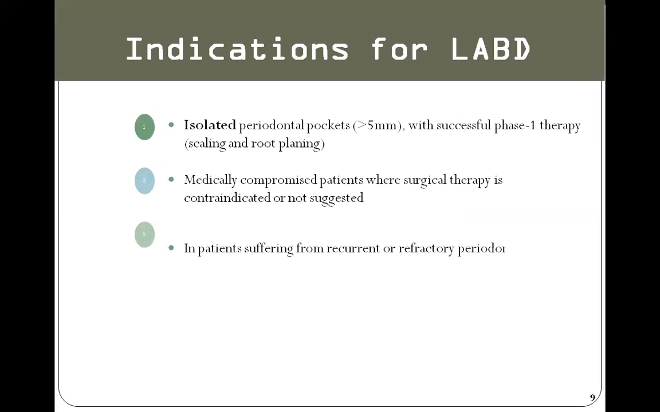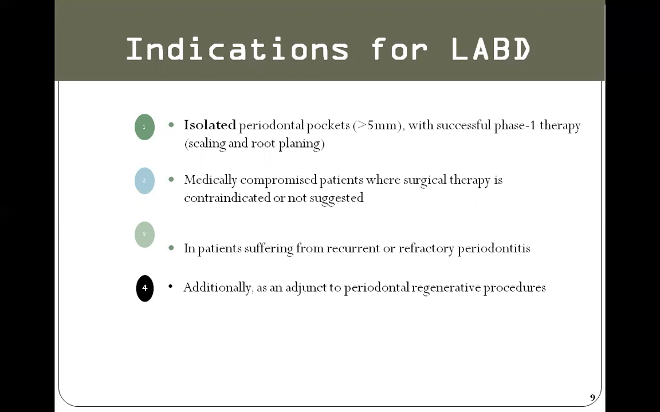The indications of using a local delivery system or local antibiotic therapy. When to use it? If we have one isolated periodontal pocket which is more than 5 millimeters, and we have passed the first phase of therapy, the mechanical or non-surgical therapy, successfully, but we still have this pocket more than 5 millimeters, then we will think about the local delivery antibiotic agent.